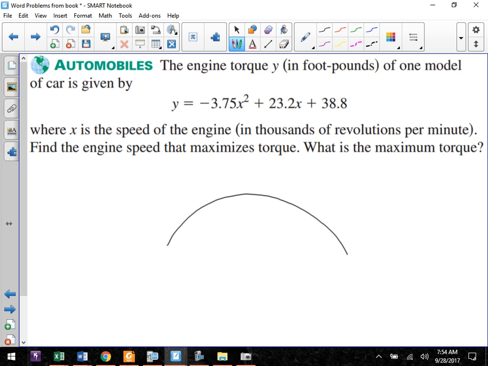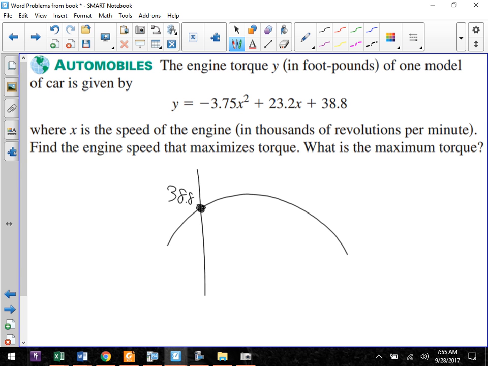Now, real fast, when you look at a quadratic equation that's in what we call standard form, what does the value of C afford you? Which intercept? Y-intercept. Right. So I know that the y-intercept, when x is 0, would be 38.8. You okay with that?